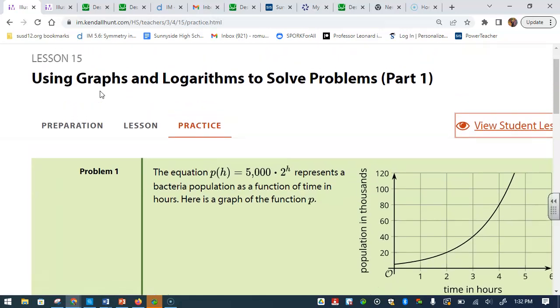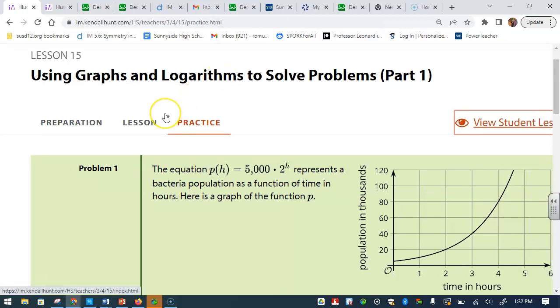This is Unit 4, Lesson 15, using graphs and logarithms to solve problems. There are two chapters, Lesson 15 and then 16. Both are about how to graph and solve logarithmic equations.